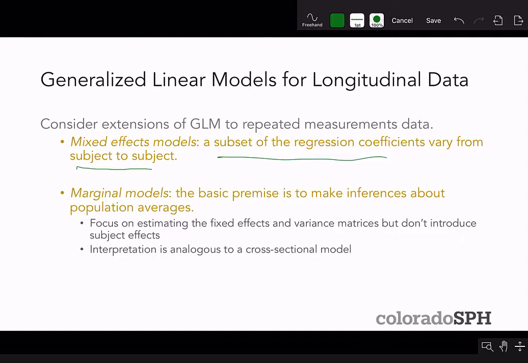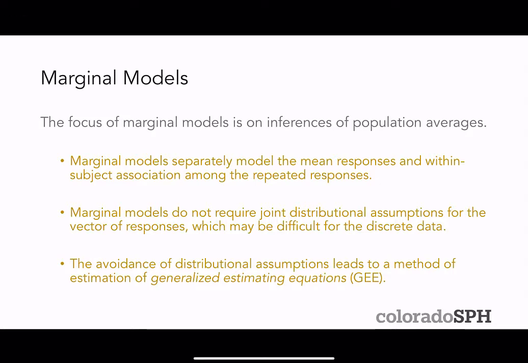But this week, we're going to focus on marginal models, where the basic premise is to make inferences about population averages. They focus on estimating the fixed effects and variance matrices, but don't introduce subject effects like linear mixed models do. And the interpretation for these models is analogous to cross-sectional models. So yeah, the focus of marginal models is on inferences of population averages. They separately model the mean responses and within-subject association across repeated responses.